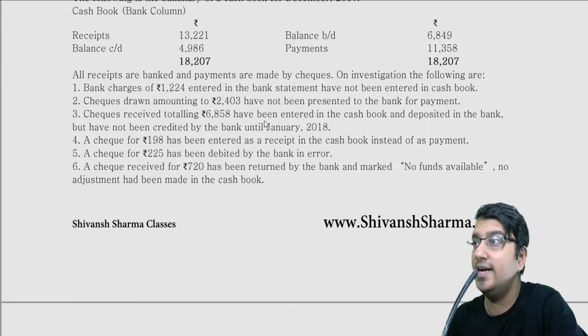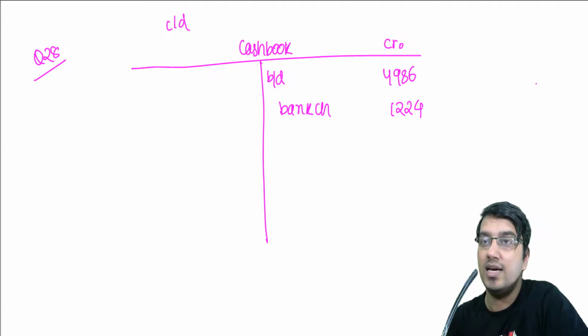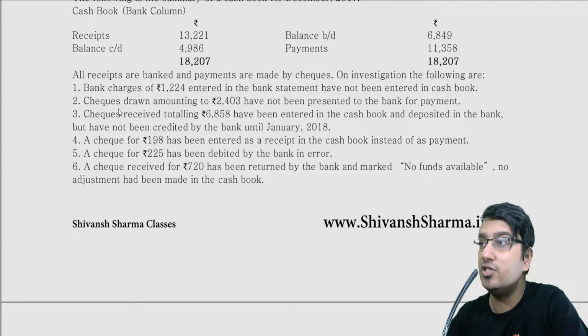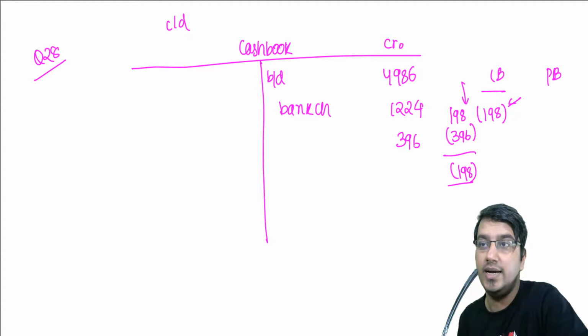4986. Next point, it says bank charges 1224. Therefore bank charges 1224. Our mistake, because bank has already entered it, but we did not enter it. Next point, checks drawn not presented, bank's mistake. Check totaling, not a mistake. Again, check of 198 has been shown as receipt in the cash book, whereas it was the payment. We should have charged it, but we have shown it as deposit. So we'll just make double adjustment for it, and it will be 396.